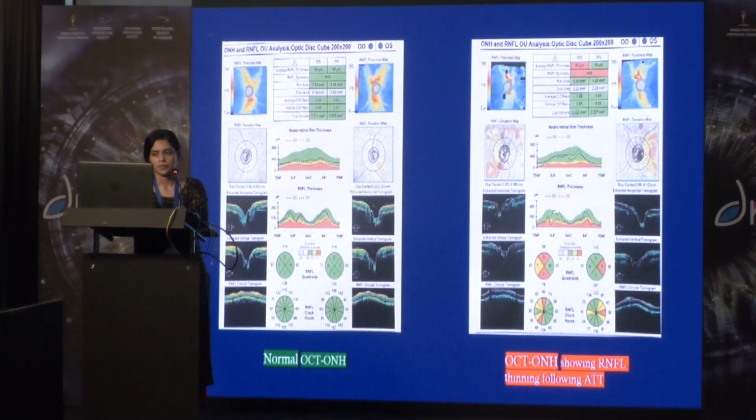Which quadrants have you written? Yes, sir. In the left eye, temporal quadrant; in the right eye, superior, temporal and inferior quadrant thinning is seen. Okay, thank you, ma'am.